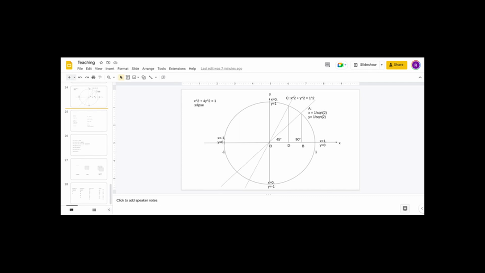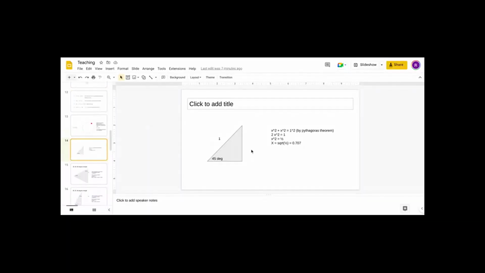Okay, so you remember we were doing this with 45 degrees. If this is 45 degrees, then this is also 45 degrees. So it's an isosceles triangle. And then we said, what is this? So this squared plus this squared has to be 1 squared, because it's a right angle triangle. So x squared plus x squared is equal to 1 squared. So x has to be 1 by root 2, which is about 0.707.